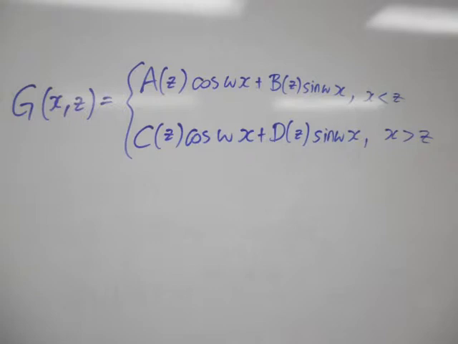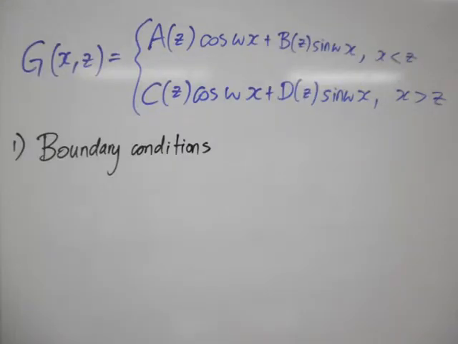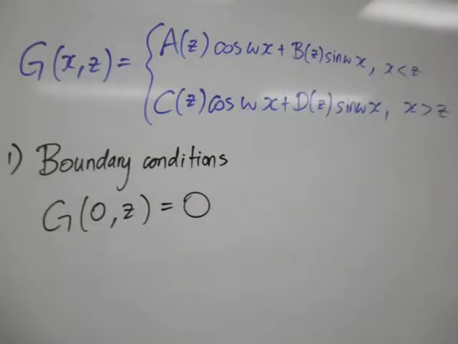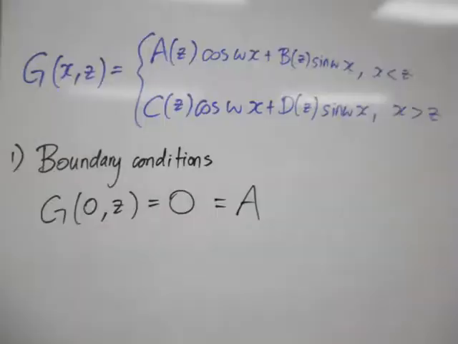Just as before, the functions a, b, c, and d are to be determined using the three conditions that the Green's function has to satisfy. Firstly, the Green's function has to satisfy the boundary conditions. The first boundary condition is at x equals 0, where the function has to be 0. This implies that a is equal to 0.